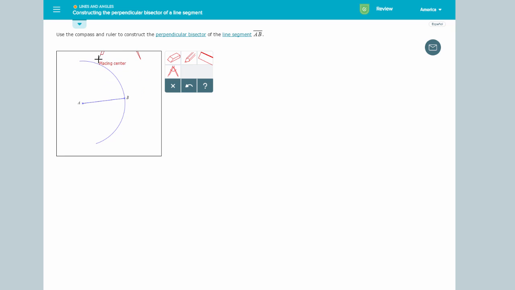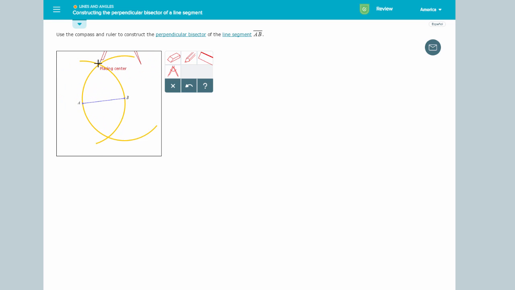Make sure that my arc is long enough that it's both above and below the segment. Arc the same radius centered at B, and I notice that those arcs cross in 2 places, above the segment and below the segment. If your arcs do not cross in 2 places, you've drawn your arcs too short. That's okay, go back to the center you want, and you can just go ahead and extend that arc.